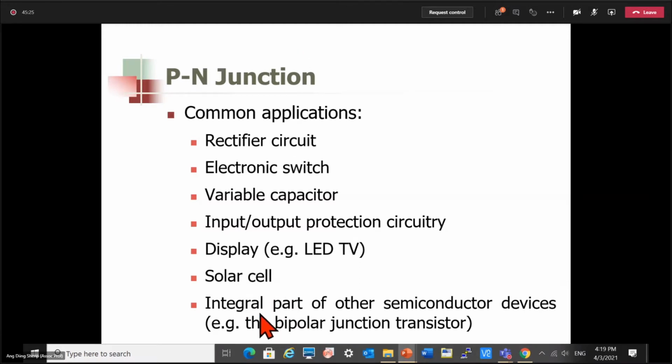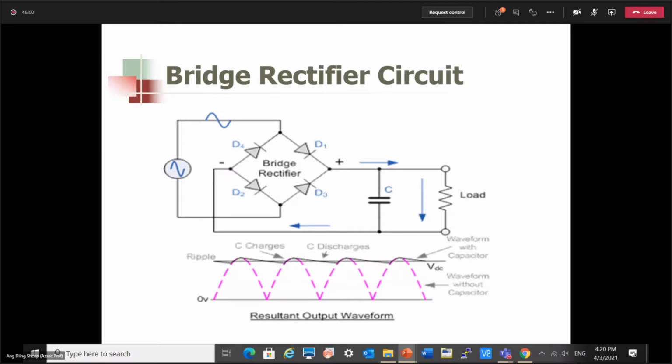And the PN junction diode is also an important part of other semiconductor devices, an example of which is the bipolar junction transistor. If you recall, in lab 1, you used this in your circuit as a switch to control the LED light display that you built. In the bipolar junction transistor, we actually have two diodes. If we have time, then I can go through how the BJT behaves. All right, so let me just briefly touch on some of the more important applications.